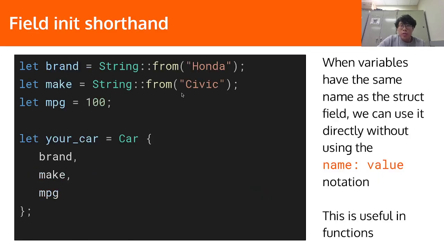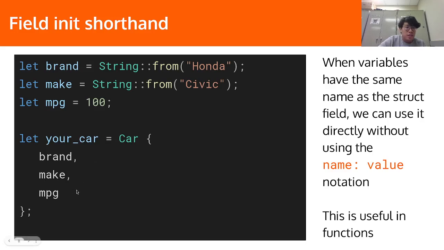Next, I'm going to talk about the field init shorthand. When it comes to structs that have a lot of fields, it might be tedious to keep typing the name of the field followed by a specific value, name of field followed by specific value. For example, here we already have variables called brand, make, and mpg, which are already initialized. When we instantiate the struct like this, for example, let your_car, we can just directly use the name, as long as the name of the variable is the same as the name of the field defined in the struct. We don't have to use the brand colon and then specific value notation.